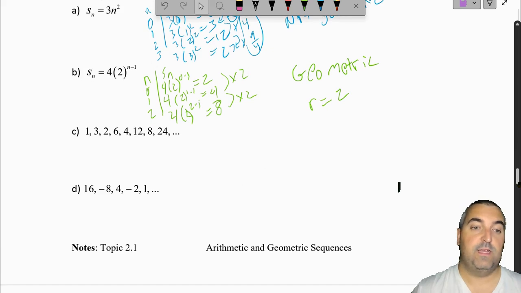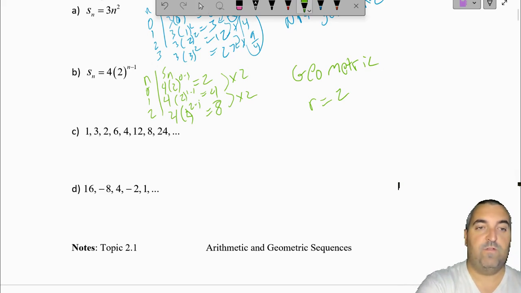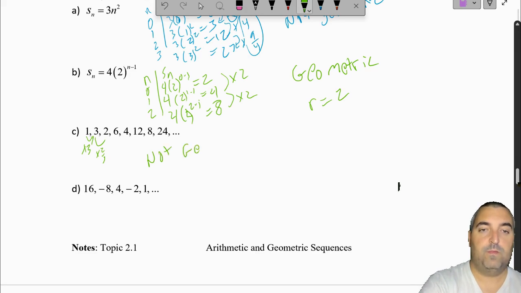So let's look at the next couple where they're not in the equation format. Here we're looking at how to go from one number to the next using multiplication. So that's times 3. Ooh, that would not be times 3. So I can actually stop right there. It'd be times 2/3. I don't have to go any farther. It's not geometric. It's got no common ratio.